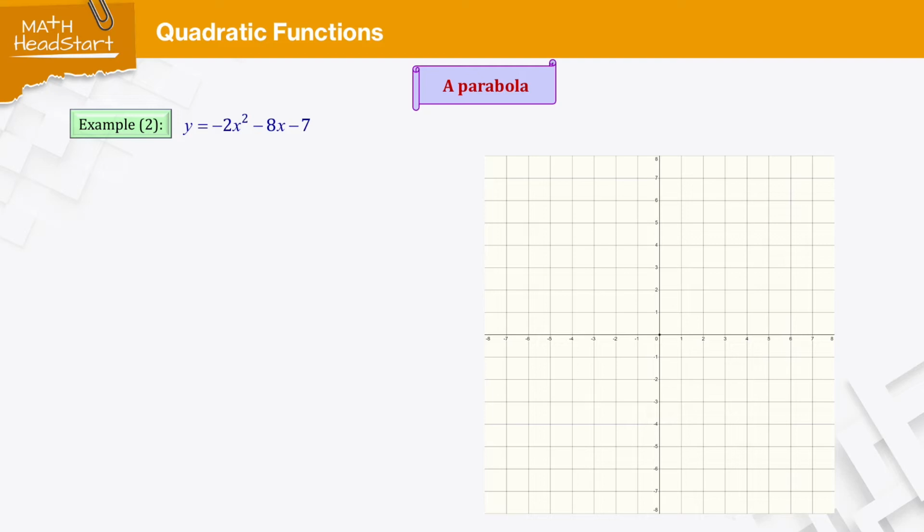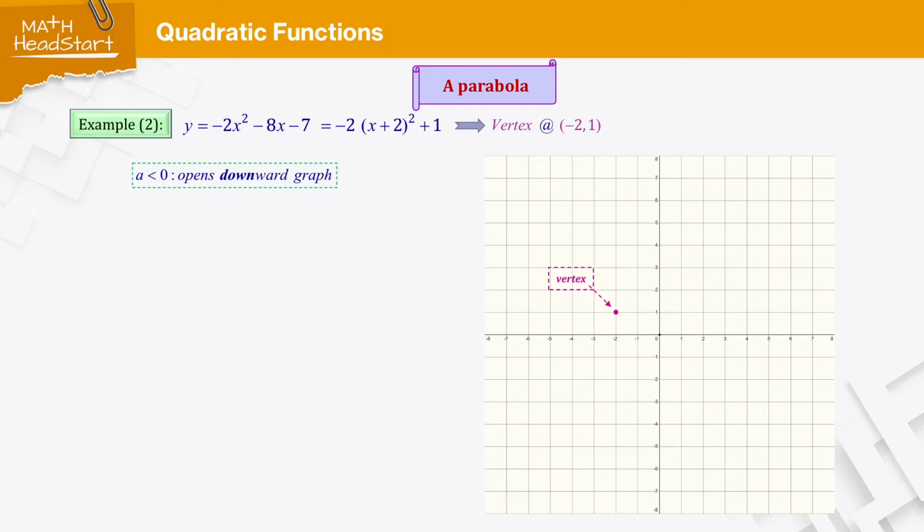For our second example, we'll go over the graph for y equals negative 2x squared minus 8x minus 7. Since the leading coefficient is negative, we know this graph opens down. This can be written in vertex form as shown. For this example, there is a vertex at (-2, 1). So plot a point at (-2, 1) as the vertex.